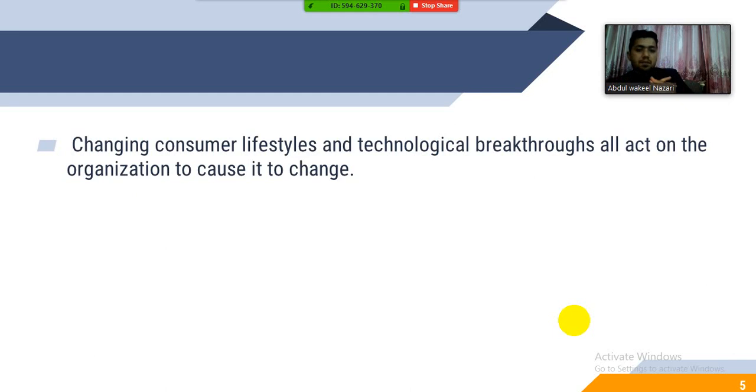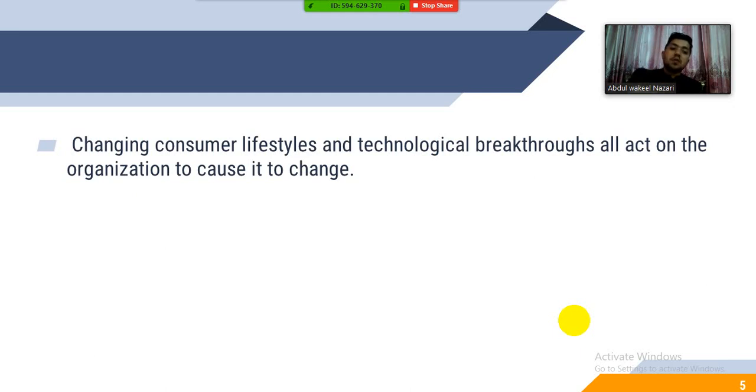Observe your customer. Observe your technology. To observe technology, you have to observe your competitors. You have to observe globally. Whatever business you have, observe similar businesses all over the globe: what they are doing to bring effectiveness and to satisfy their customers. These two things will have a huge impact on your business organization.